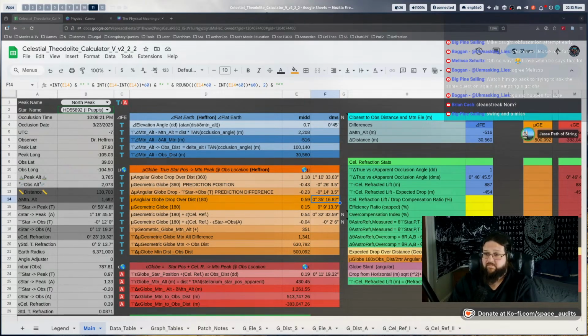I'm getting mixed signals here. My question is, is 58, 4.8 the geometric angle to the mountain peak? At first I thought the answer was yes, and now it sounds like the answer is no, that I need to add or subtract astronomic refraction.